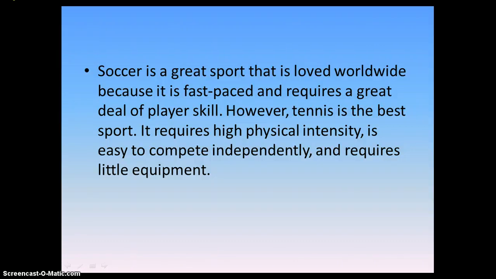By now you should be feeling fairly confident about identifying the counter-argument, the thesis, and the compass. What makes this example unique is that the counterclaim and the thesis are broken up into several sentences, and that's not a bad thing. It's just stylistically a different choice. The counter-argument is that soccer is a great sport that is loved worldwide because it is fast-paced and requires a great deal of player skill.